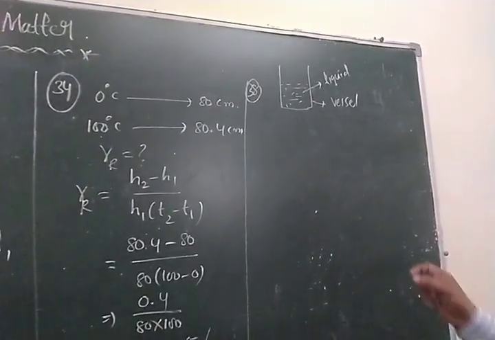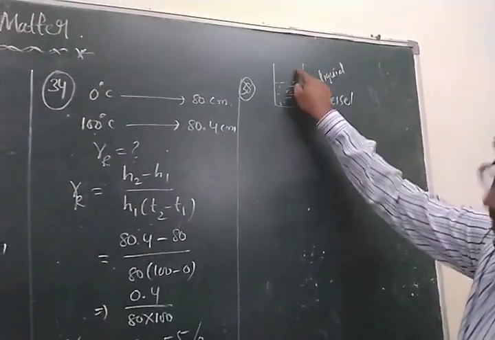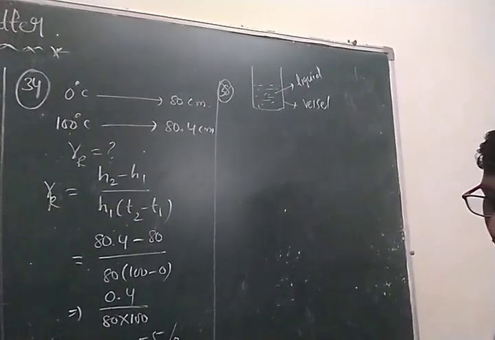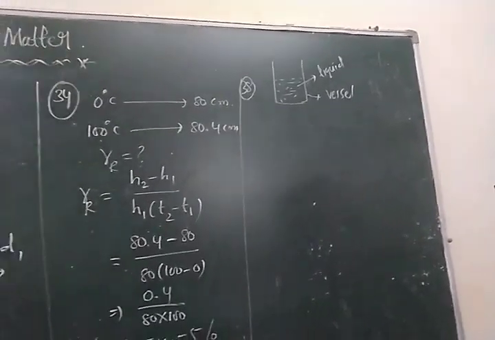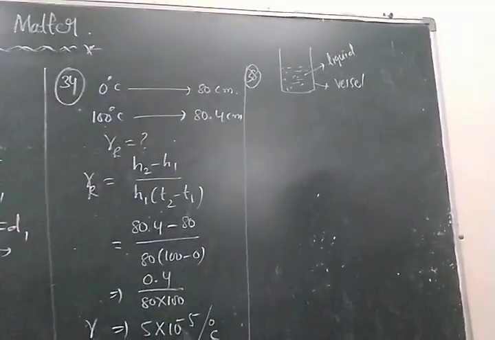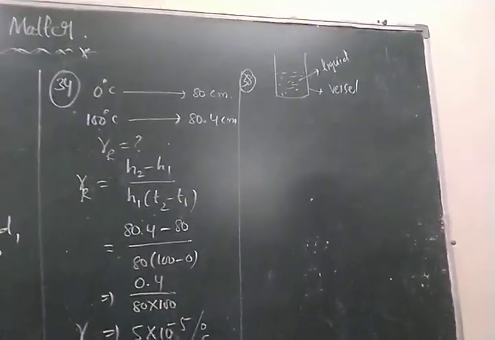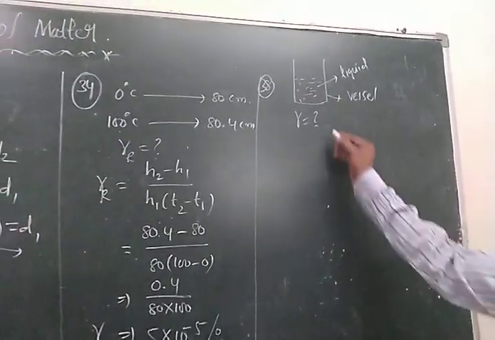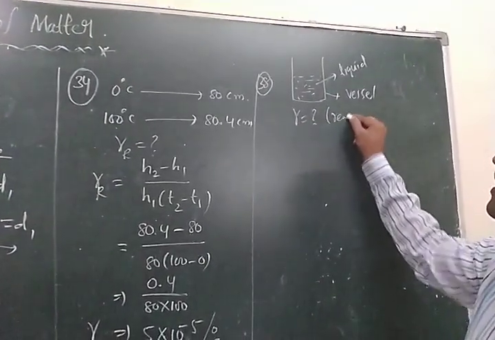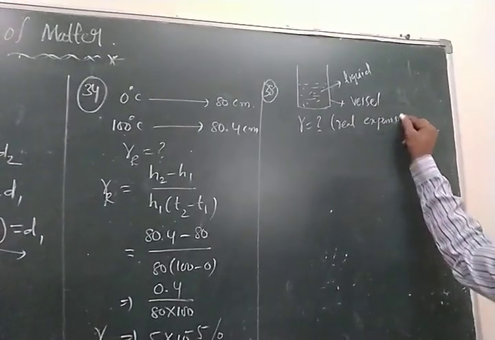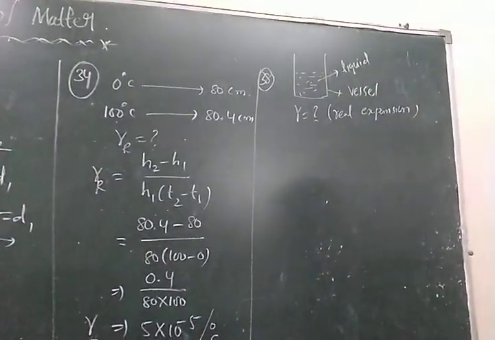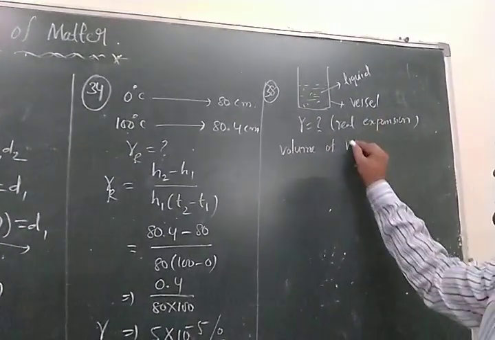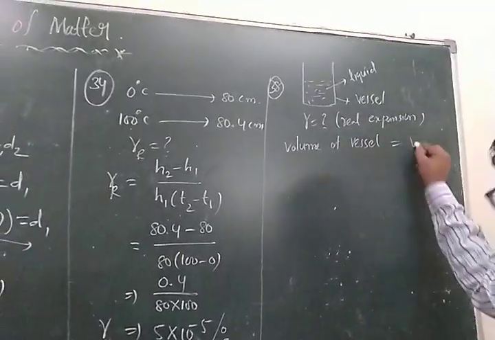The volume of the unoccupied part remains constant at all temperatures. If alpha and gamma are the coefficients of linear and real expansion of the vessel and the liquid, then what can we find? Gamma is nothing but the real expansion. What is this? Real expansion. See, here initially the volume of the container or vessel is given as V.